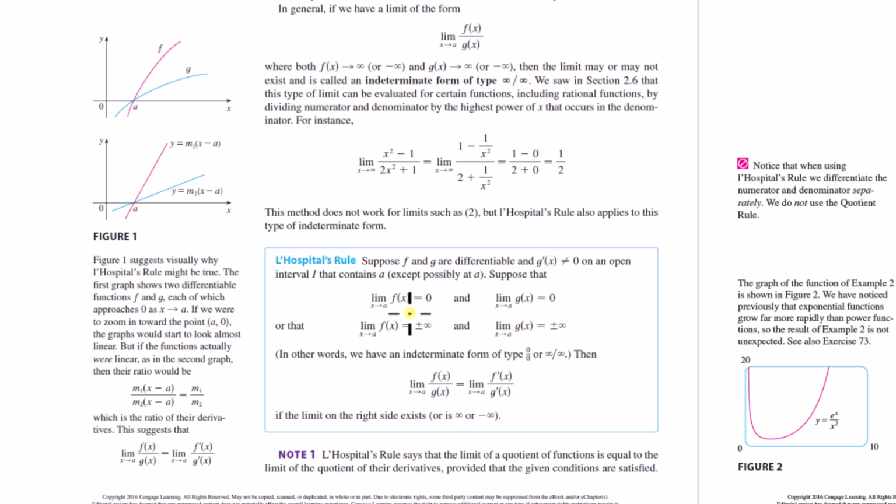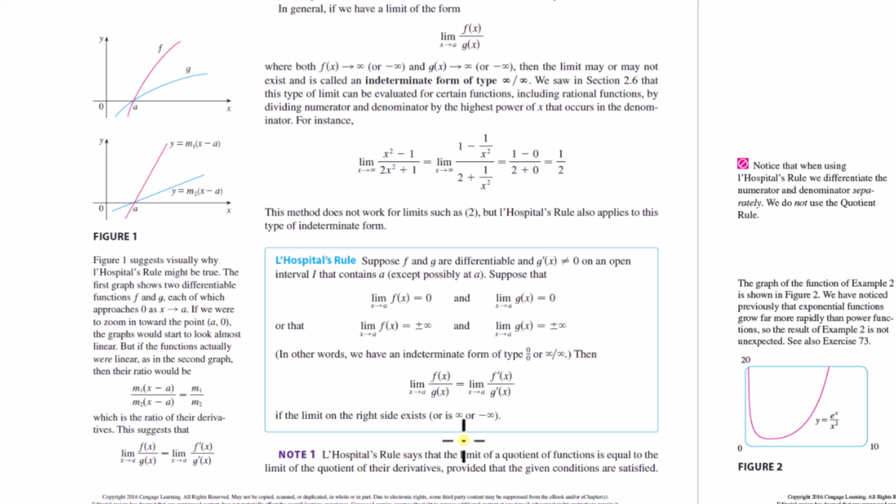So if you have an indeterminate form of type 0 over 0 or infinity over infinity, and it's any mixture of infinities, positive or negative, if you have that kind of indeterminate form, then what you can do is you can just take the derivative of the numerator and the derivative of the denominator and evaluate that. You haven't changed the limit. The limit as x approaches a of f of x over g of x, if these conditions are met, is equal to the limit as x approaches a of f prime of x over g prime of x. That's L'Hopital's rule.